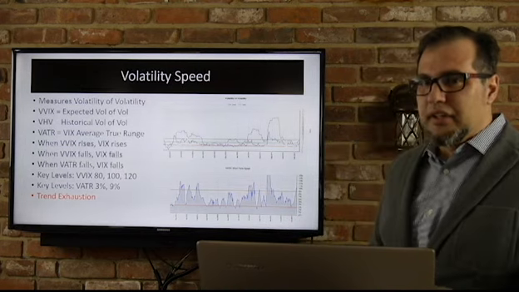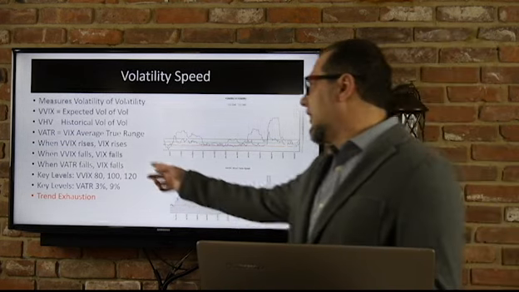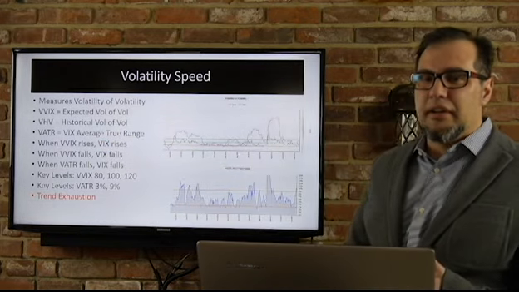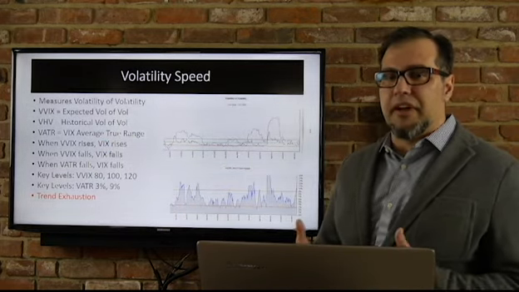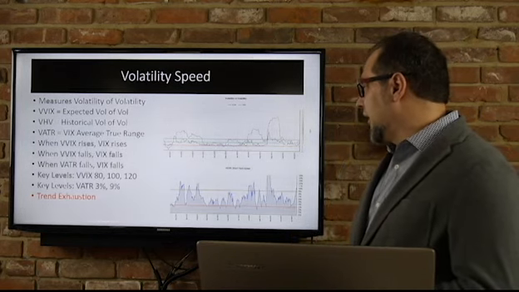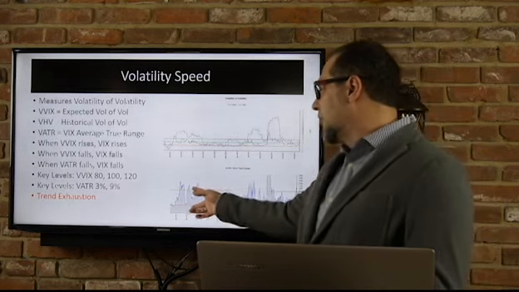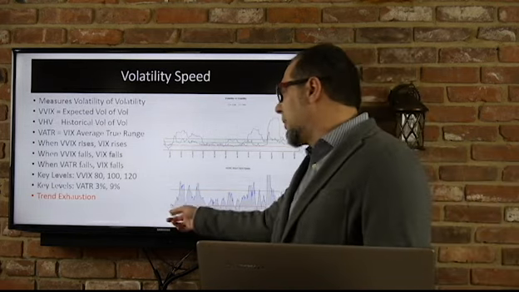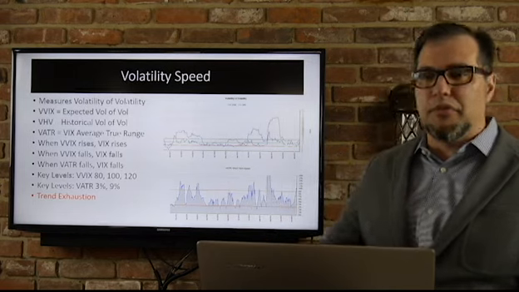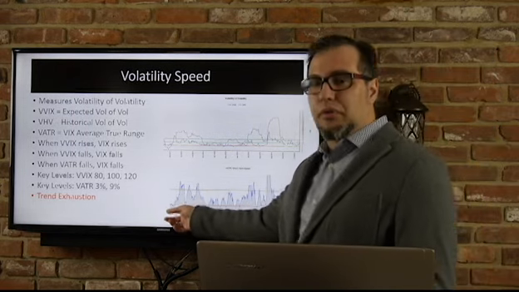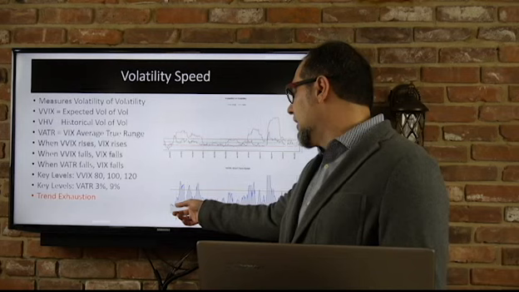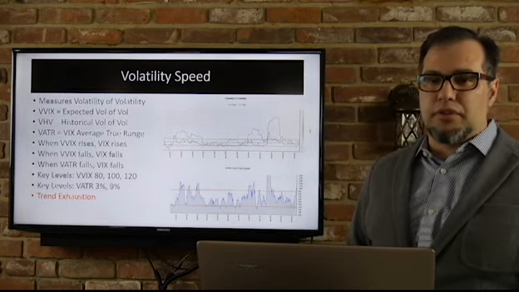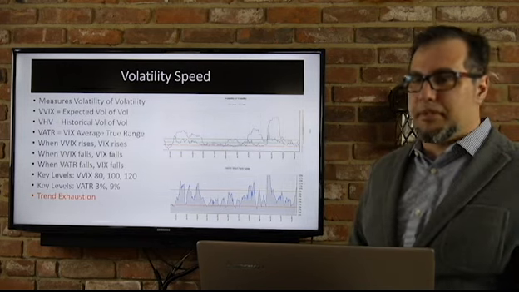The other volatility speed indicator is VATR, which is the VIX average true range. We calculate VATR for a 5-day period, and the key levels for the VATR are 3% and 9%. When VATR starts to spike, that means the VIX itself is starting to move up a lot, and that's the time when you want to go long VXX and exit out of any short volatility positions and potentially of the SPY.